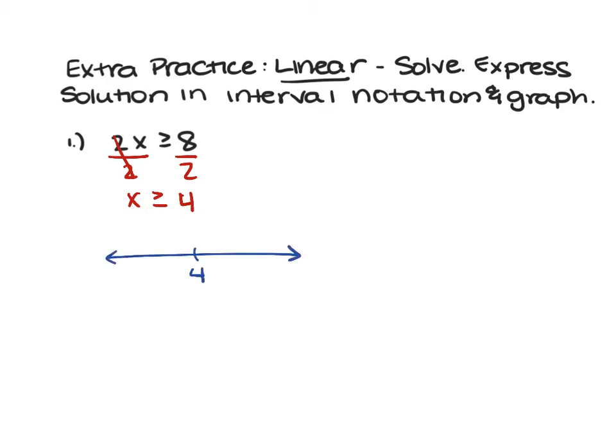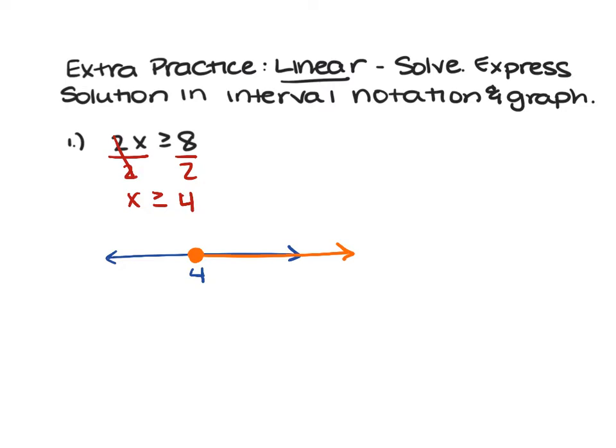Call it the 4. You'd have a closed circle on that 4. That line runs to the right. Your variable comes first, the sign points to the right, the line runs to the right. Again, once we do this, it's a lot easier to take your interval notation from it.